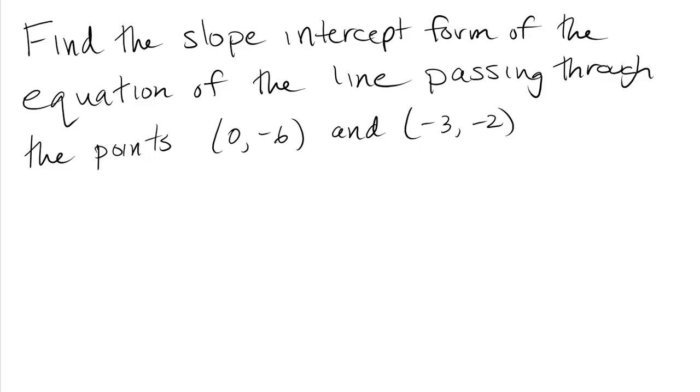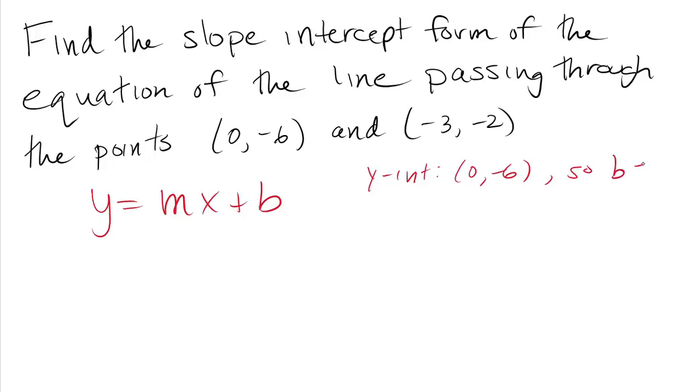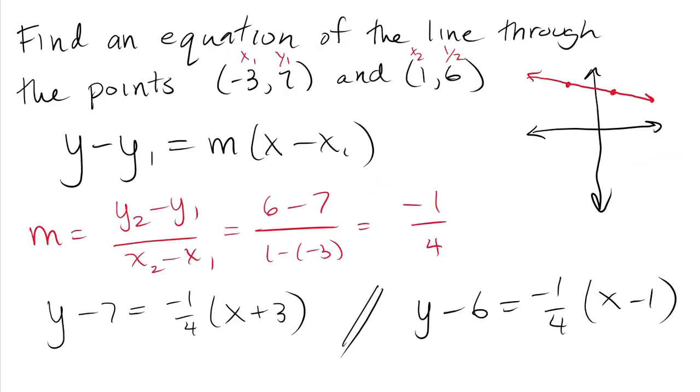Let's find the slope-intercept form of the equation of the line passing through the points 0, -6, and -3, -2. So the slope-intercept form is the form y equals mx plus b. In this example, we know what b is because we have the y-intercept. The y-intercept is 0, -6, so the value of b is -6. Notice we couldn't do that right away in the previous example because we weren't given the y-intercept.